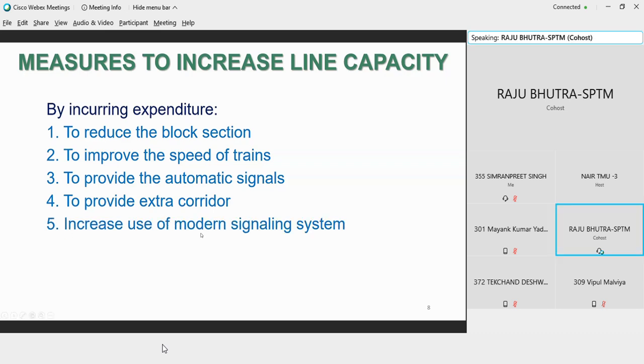Then increasing use of modern signaling system, that will also reduce the block operation time and increase the line capacity. Then provision of train describer. Train describer system gives information about all the trains running in the section. So as the control staff will be more informed about all the trains, they will take more efficient decisions and our efficiency factor will go high. So increase in efficiency factor will increase the line capacity.